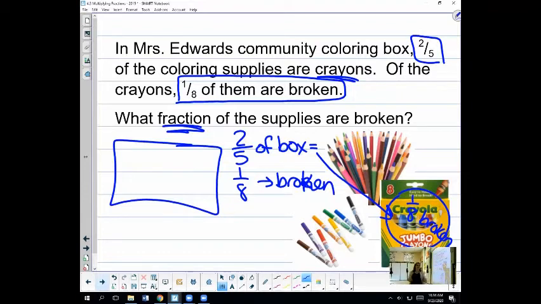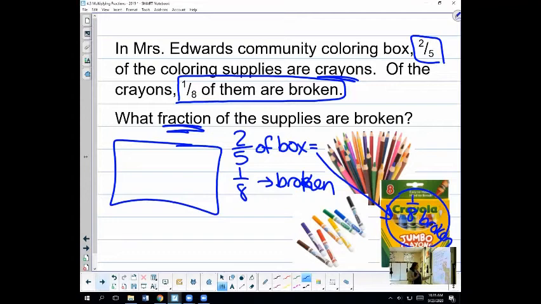So out of all my supplies, I have coloring pencils, markers, crayons, whatever is in that box. 2/5 of them are specifically crayons, and out of all my crayons, 1/8 of them are broken. So I have a fraction of a fraction, a smaller amount, smaller amount, smaller amount. So I have a very, very small amount that's actually broken that are specifically crayons.